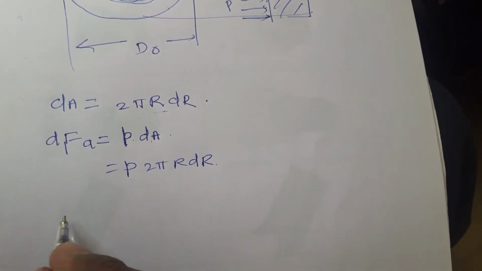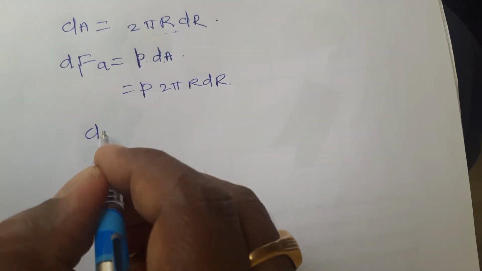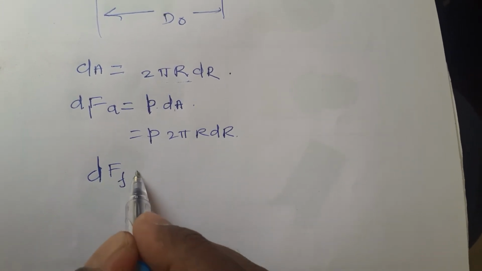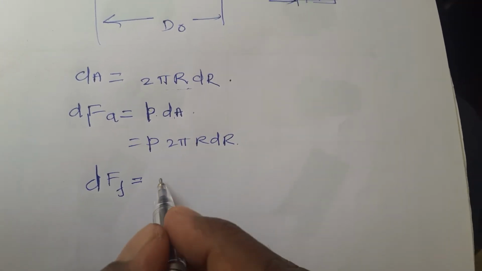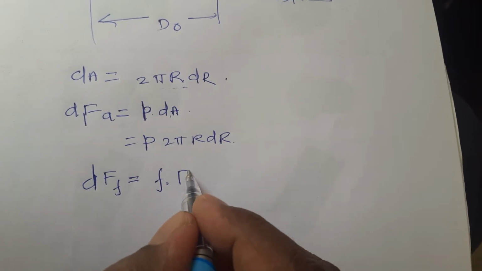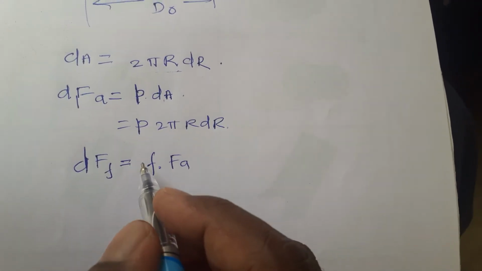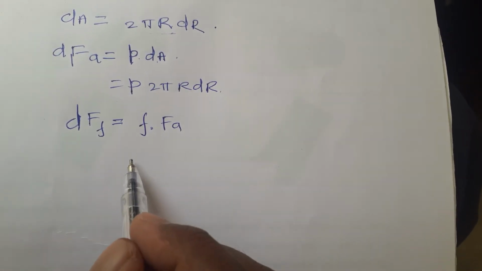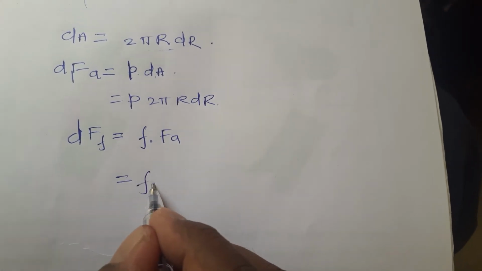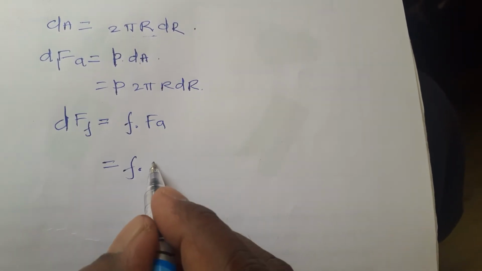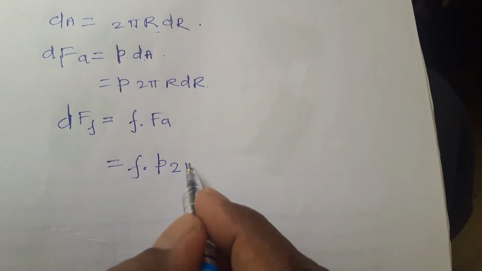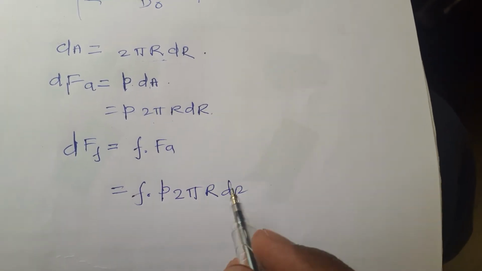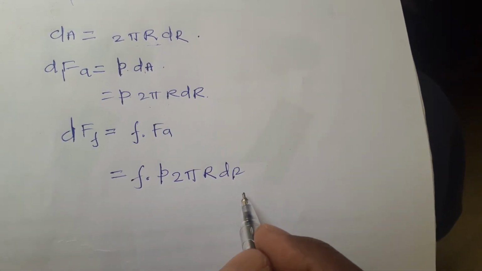Now the frictional force on the ring, that we say dFf. This suffix indicates the frictional force. You know that frictional force is equal to f, that is the friction, into Fa. In some books it is written as mu. No issue, you can have a small f or mu. So small f, as usual, you know Fa from the top side, that is pressure into 2 pi r dr. This is the frictional force.